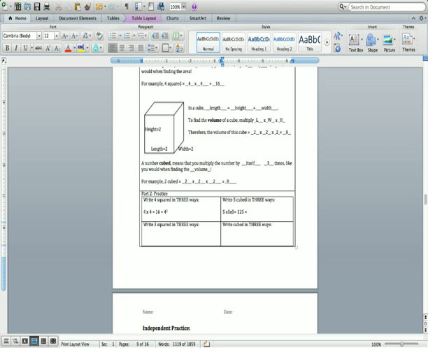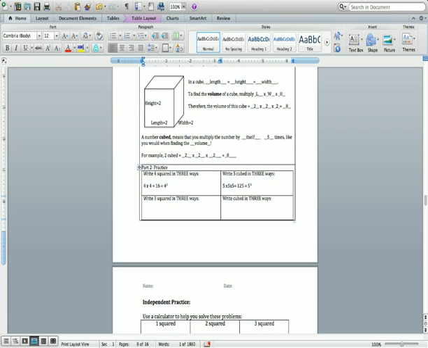And then when I write it cubed, I can also write it with an exponent. My base will be 5, and I am cubing 5, so I am raising it to the third power, because 5 times 5 times 5 can be written as 5 to the third power.